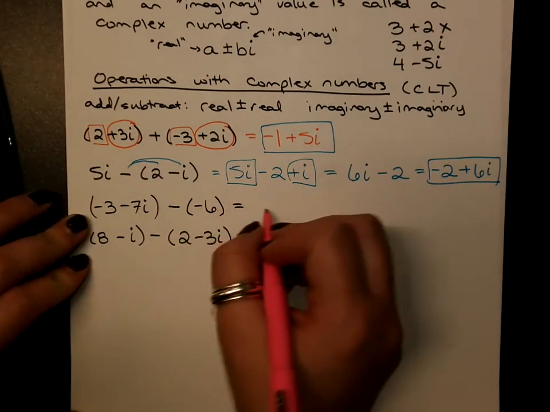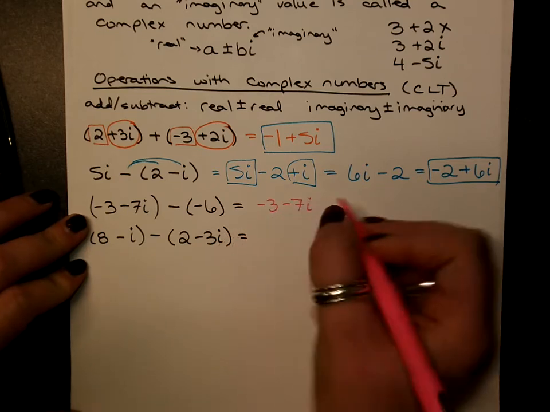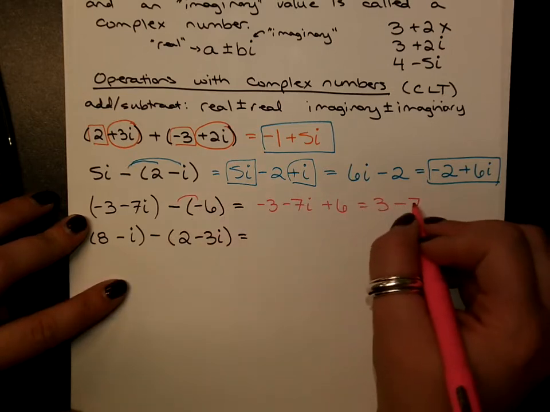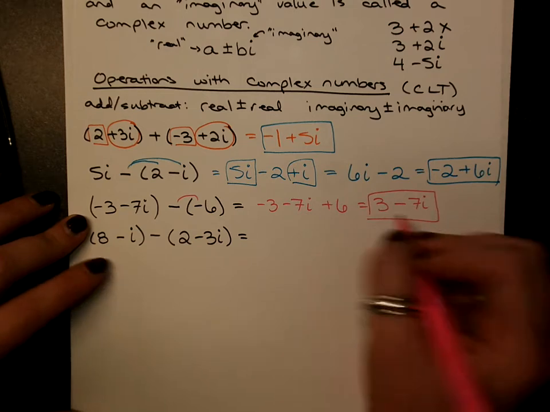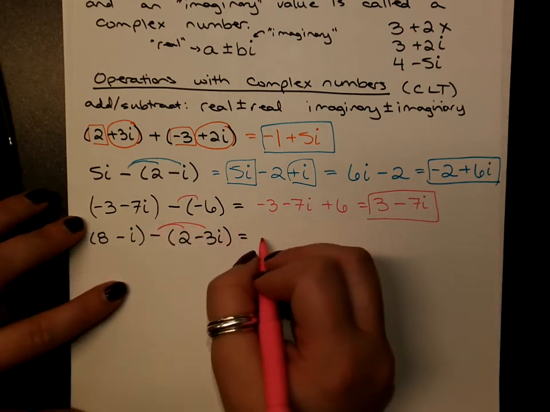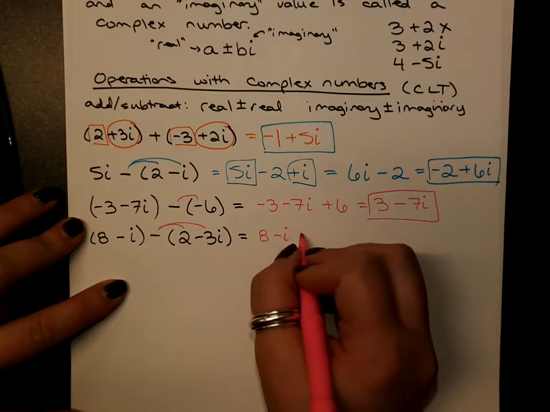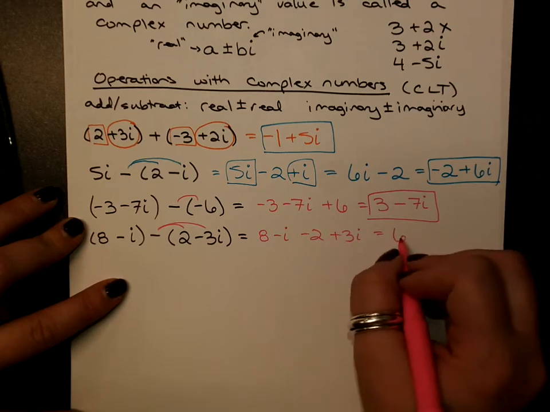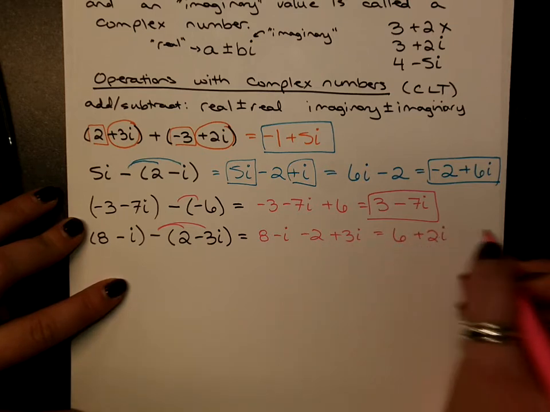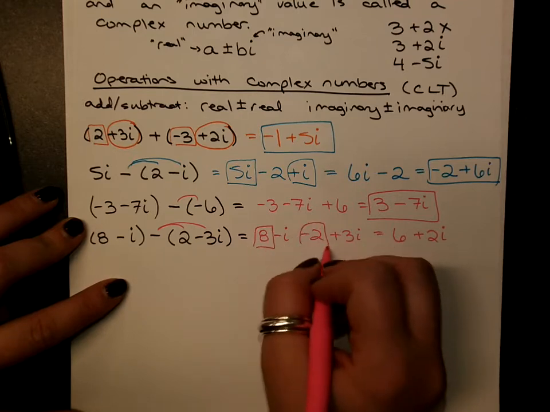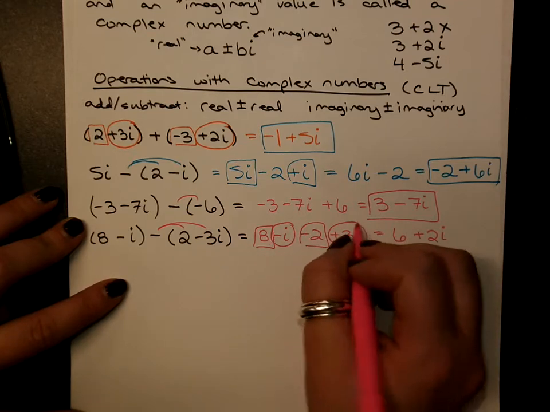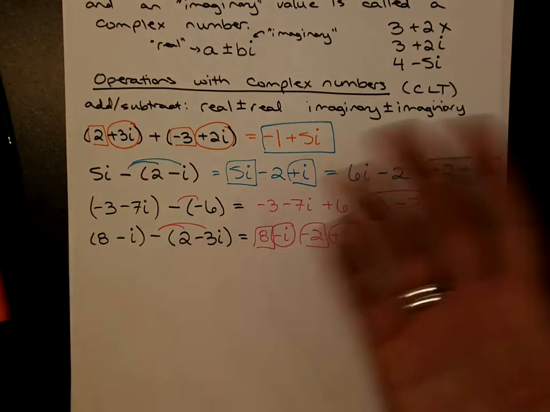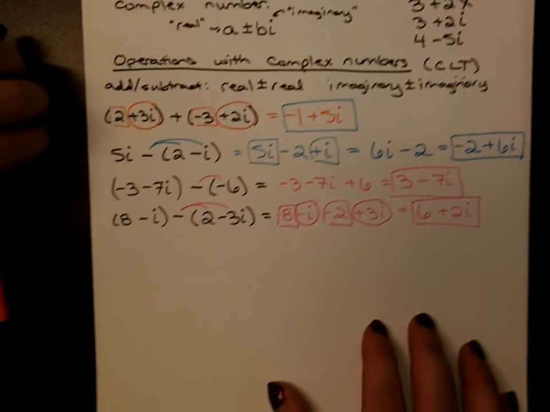The top one is going to become negative 3 minus 7i plus 6, which makes 3 minus 7i. This one, I like to distribute the negative, so that's going to give us 8 minus i minus 2 plus 3i. And that should give you 6 plus 2i. So the 8 and the negative 2 go together, the minus i and the plus 3i go together. You put the real number first and then the imaginary. So adding and subtracting is just combining like terms.